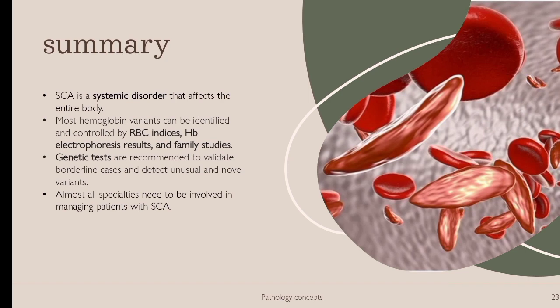Summary: sickle cell anemia is a systemic disorder that affects the entire body. Most hemoglobin variants can be identified by RBC indices, peripheral blood smear study, Hb electrophoresis, and family study. Genetic tests are recommended to validate borderline cases and detect novel variants. All specialties need to be involved in managing the patient with sickle cell anemia.